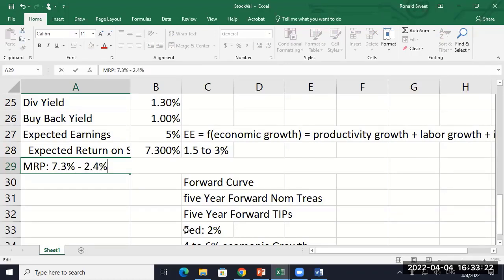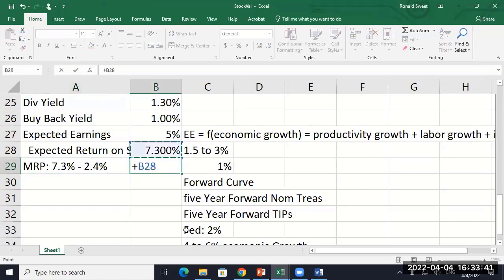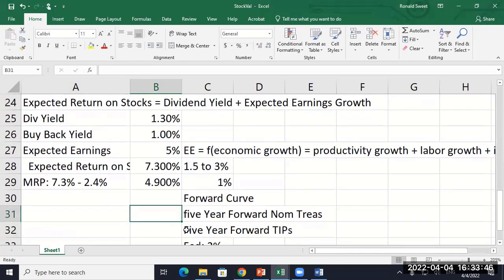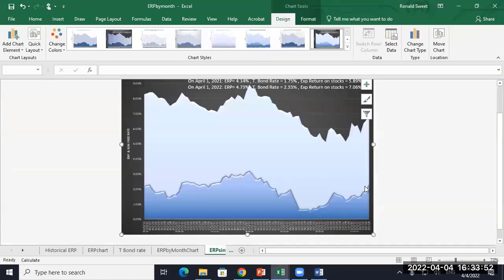What are those two numbers? 7.3, that's what I expect stocks to return, so I'm assuming that's what's required. 2.4, what is that? Anybody remember that number? There's not a single person in the room that knows that number. My risk-free rate, right? So what does that give me for a market risk premium? 4.9. How does that look versus a good old Damodaran?